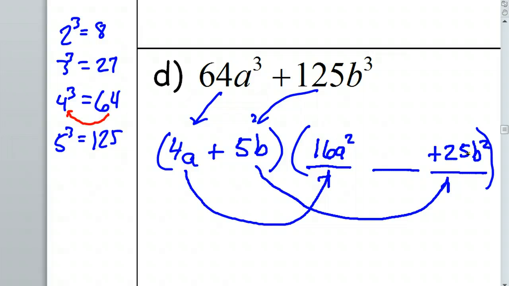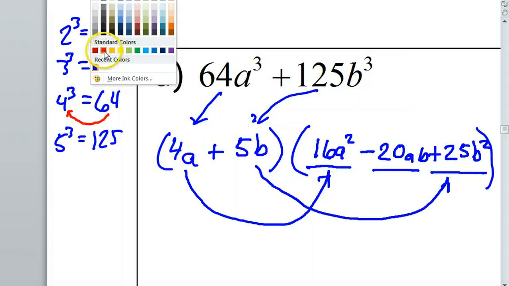Don't forget the b squared. For some reason, kids leave off the b squared sometimes. 20ab. How are you getting that? For the middle term, you multiply the product of these two. So 4a times 5b, that's 20ab. It's negative. Remember this.